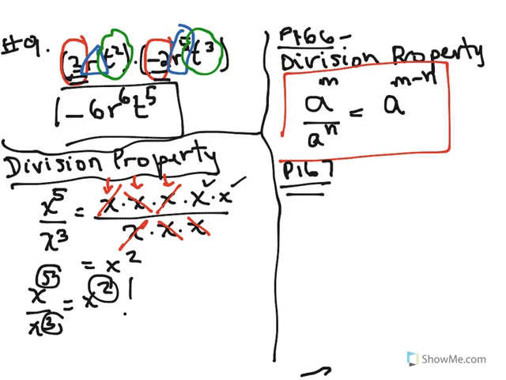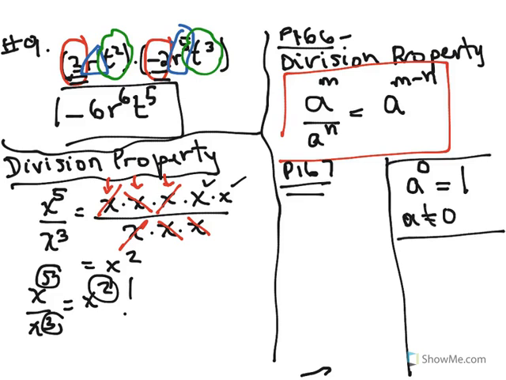Before we do the problems in page 167, I wanted to remind you that we have to remember the fact that anytime I have a number to the 0 power, that number is 1. For, of course, if the number is different than 0. That makes what we call property 3.